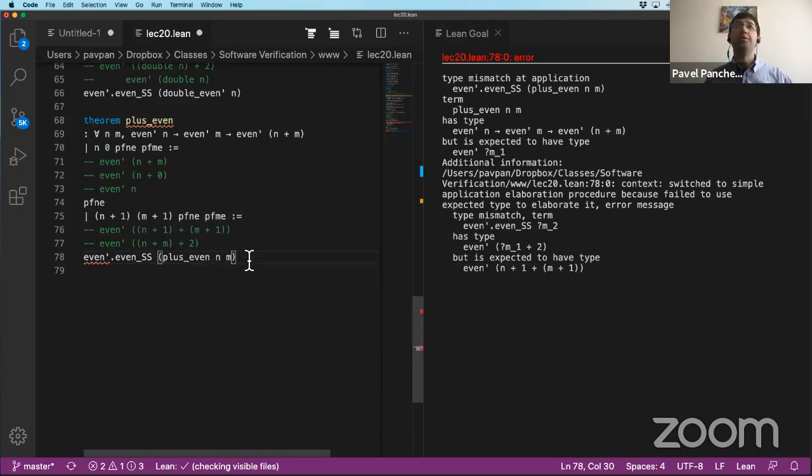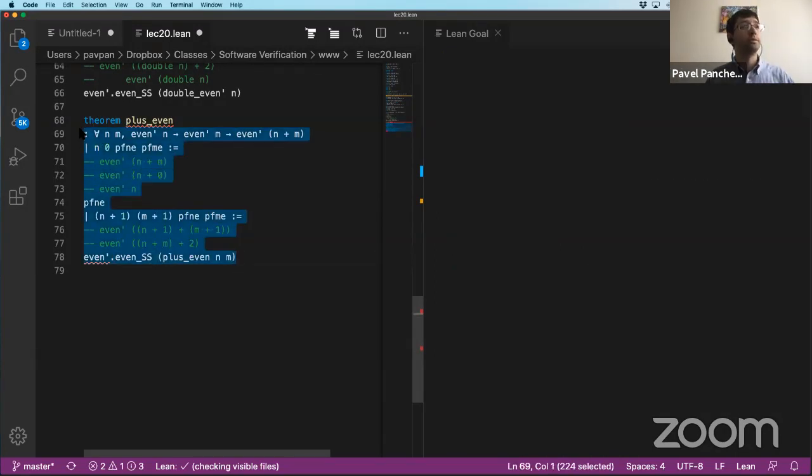Okay, so let me pause here before I continue to deal with this type mismatch to answer any additional questions y'all may have had as I go through this proof.